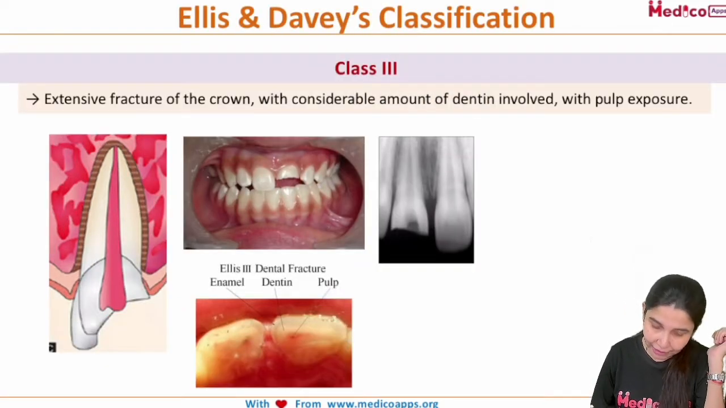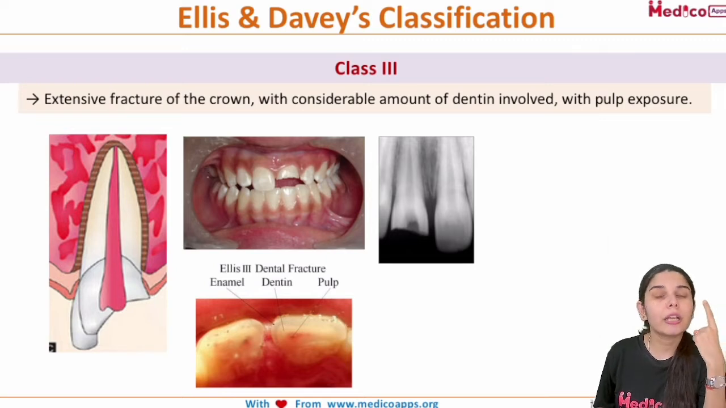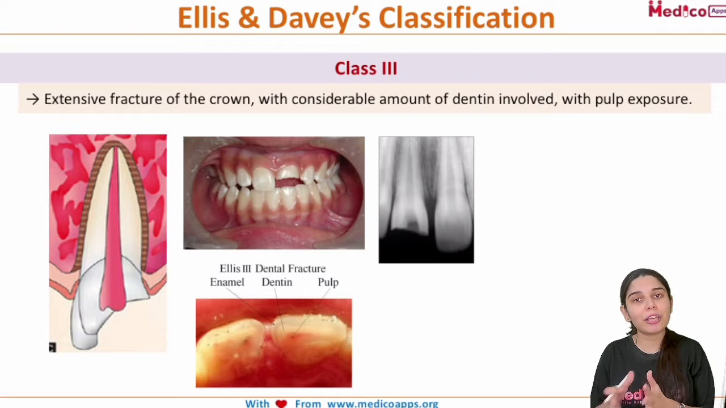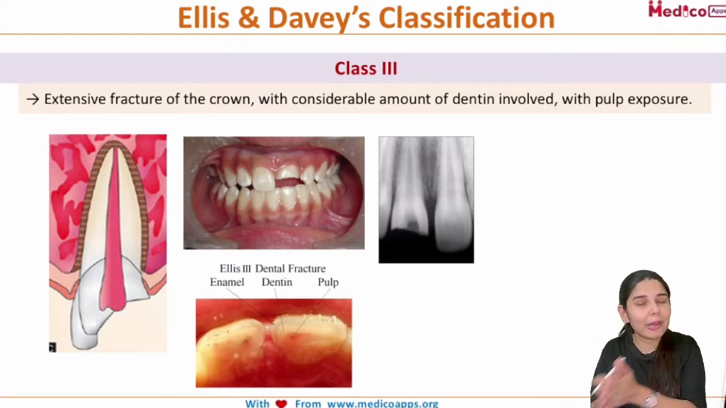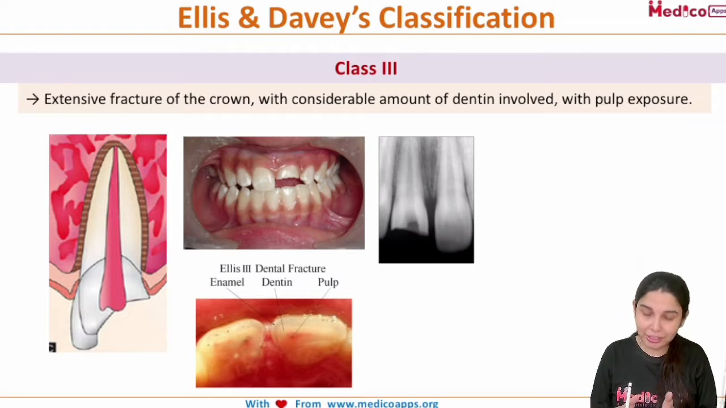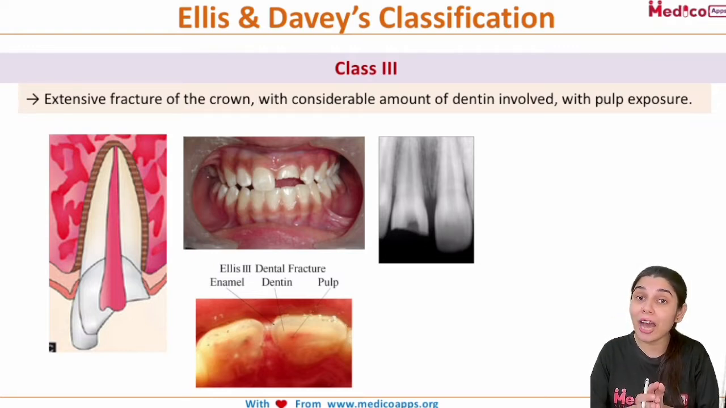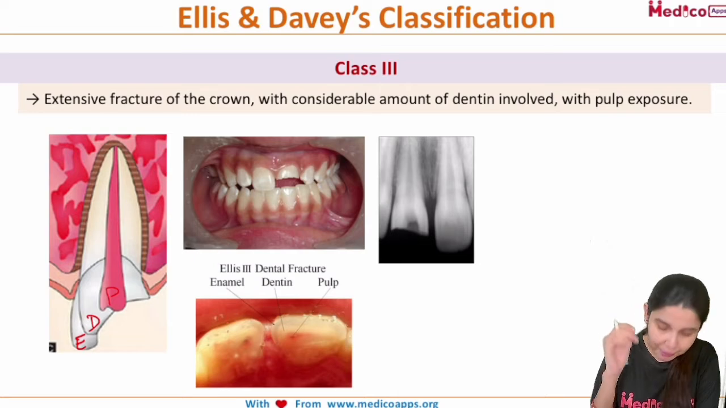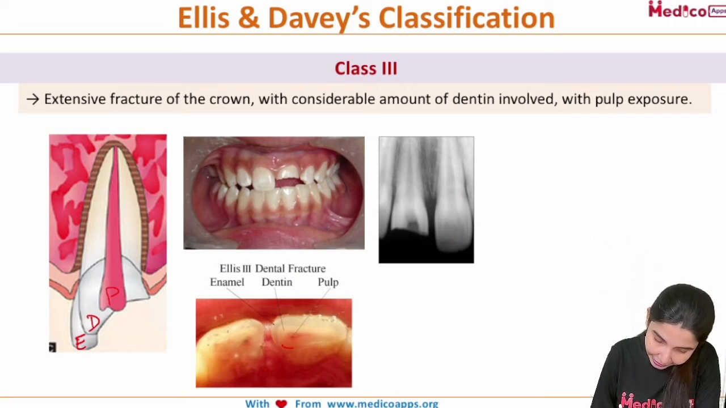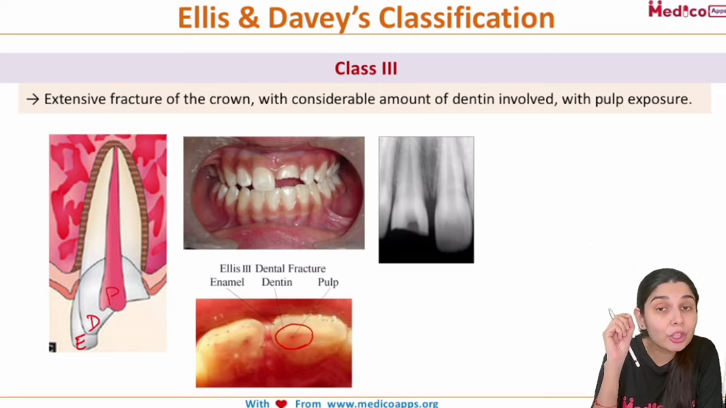Moving to the Ellis class 3 fracture. We have seen class 1 was enamel, class 2 was enamel and dentin. Now what else must you be expecting from class 3? Definitely we are going to expect a fracture involving enamel, dentin and pulp. Yes, and that is the image shown in our question, where the enamel is involved, the dentin is involved, and now the pulp is involved. If pulp is involved, you will get a reddish discoloration in the tooth structure.